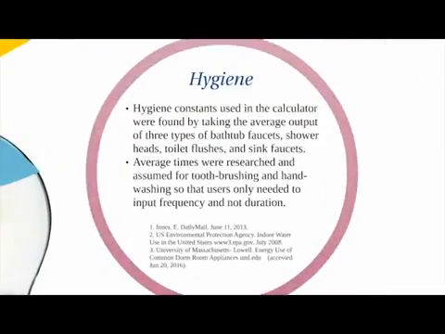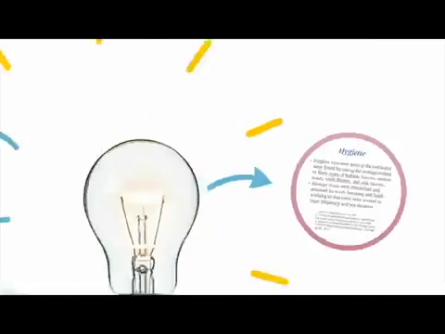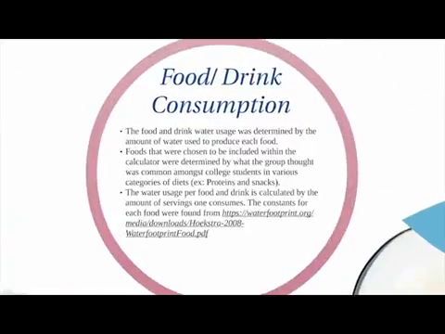Hygiene constants used in the calculator were found by taking the average output of 3 types of bathtub faucets, shower heads, toilet flushes, and sink faucets. Average times were researched and assumed for toothbrushing and hand washing so that users only needed to input frequency and not duration. The food and drink water usage was determined by the amount of water used to produce each food.